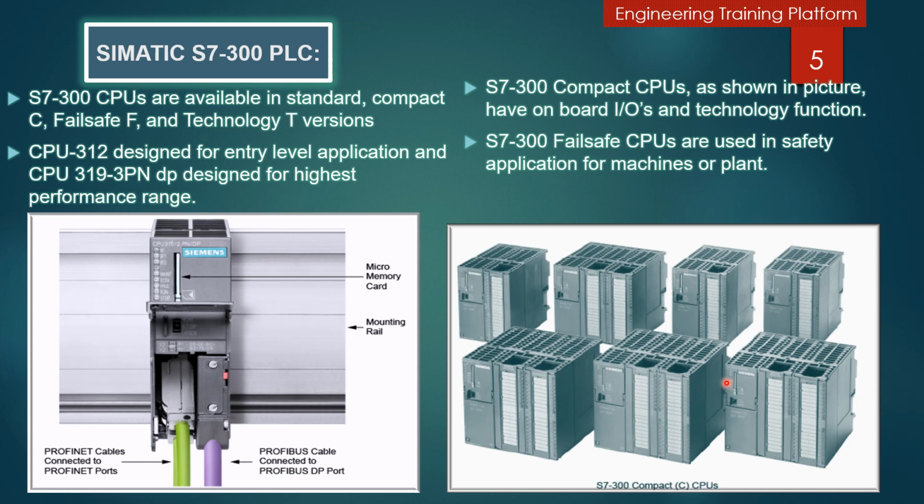S7-300 fail-safe CPUs are used in applications where it is essential to guarantee the functional safety of machines or plants. They satisfy maximum safety requirements and comply with the relevant international standards. S7-300 technology CPUs have built-in features for motion control applications.